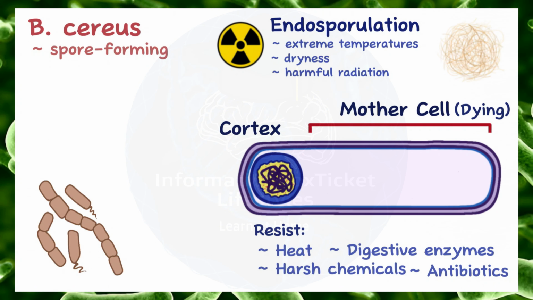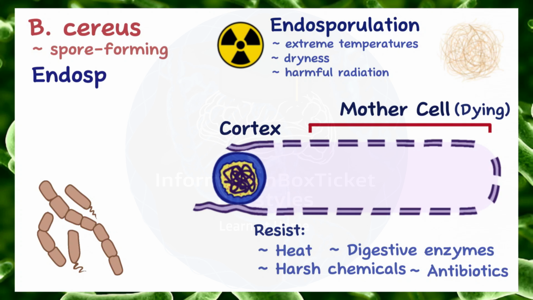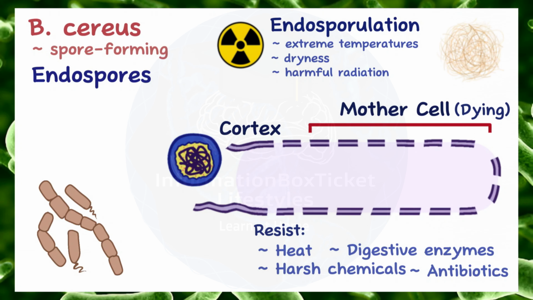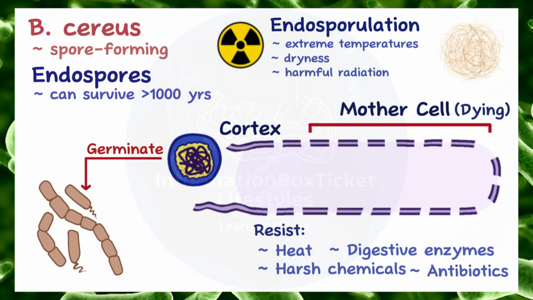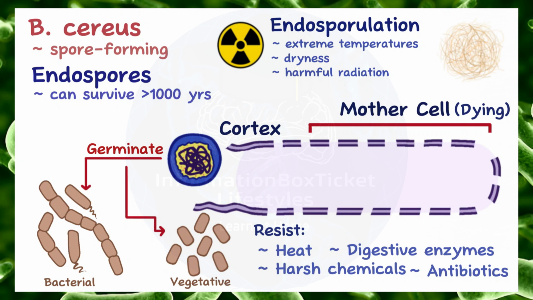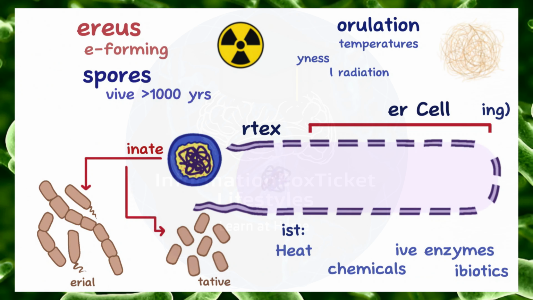Eventually, as the mother cell dies, the endospore is released into the environment. Remarkably, an endospore can survive for over 1,000 years, waiting for favorable conditions to germinate into the bacterial or vegetative form, which can then grow and divide.